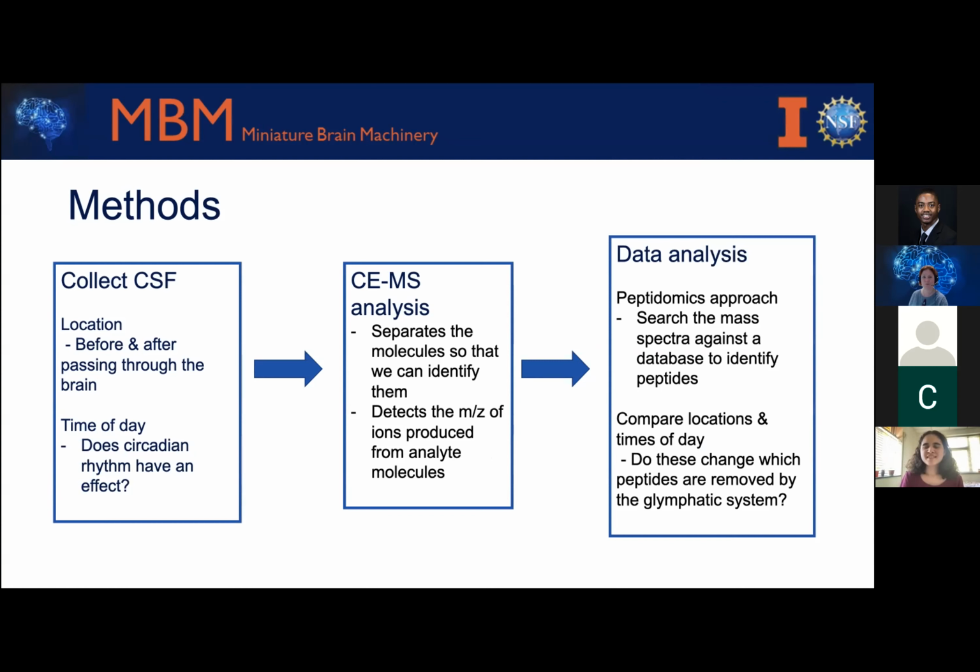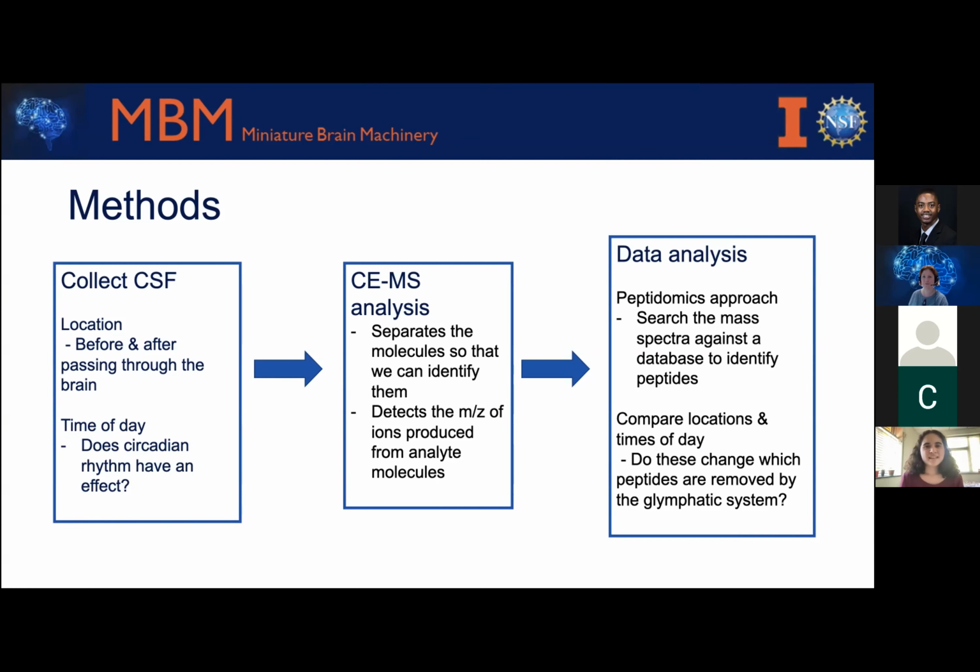And in order to analyze these samples and identify the molecules in them, I'm using a technique called capillary electrophoresis coupled to mass spectrometry. This is an analytical technique that separates the molecules in the samples so that we can identify them, and it allows us to identify them by giving the mass to charge ratio of the ions produced from the samples. And I'm specifically looking at the peptides contained in these samples. So I'm using a peptidomics approach.